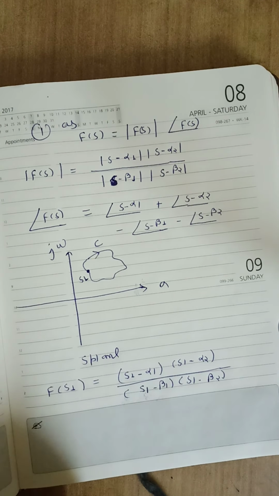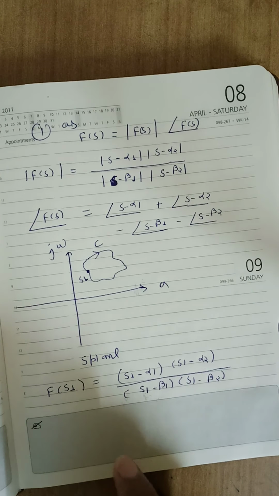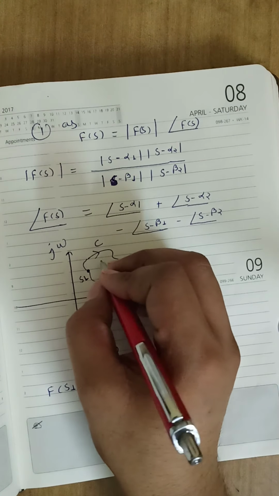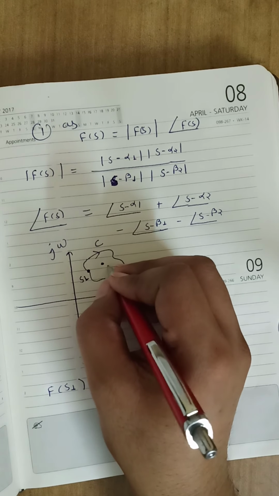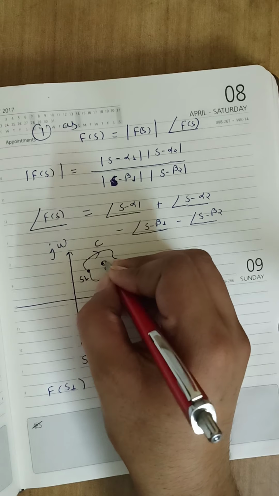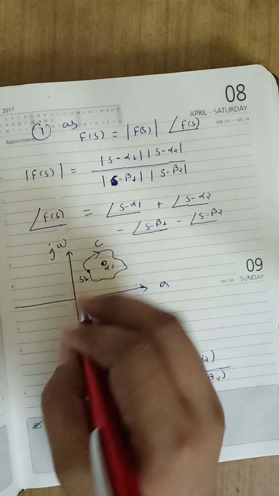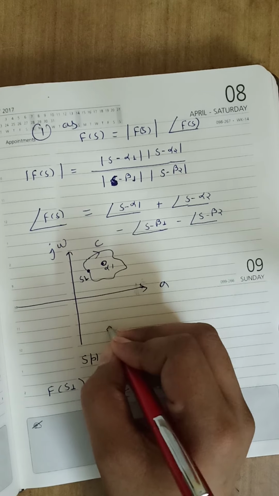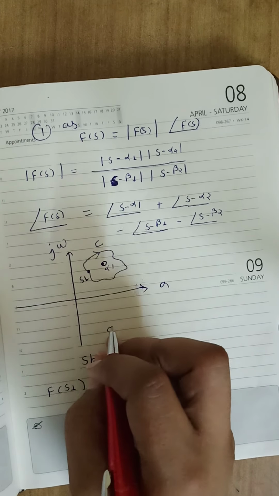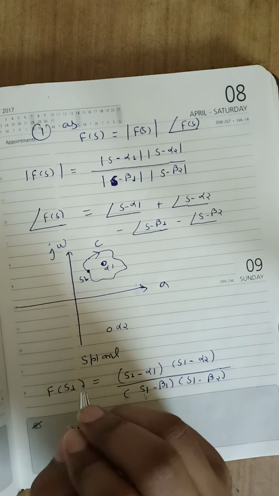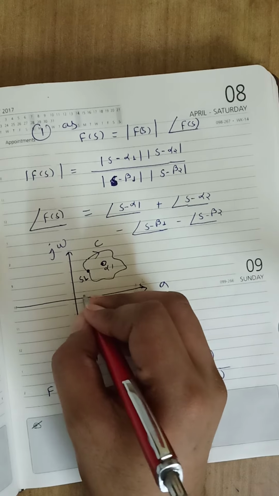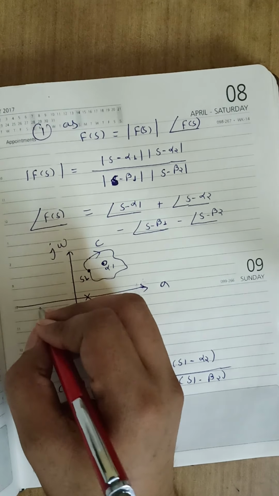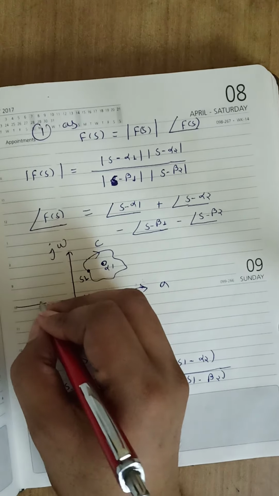So to define the phasor, first we have to define the location of zeros and poles. Suppose we have the first zero at alpha 1. We can represent a zero with the help of an empty circle. Suppose we have the second zero alpha 2 at this location. Next, suppose we have a pole at s equal to beta 1. The next pole we have at s equal to beta 2.